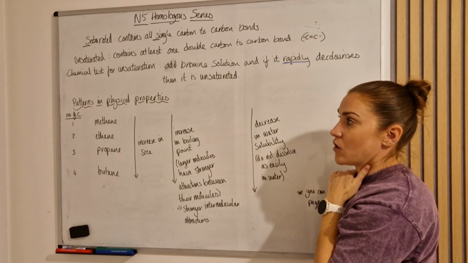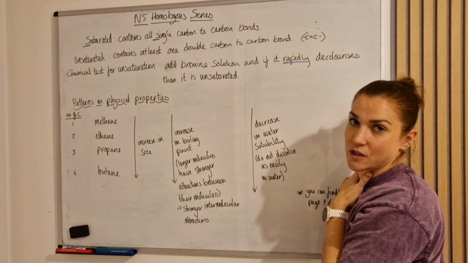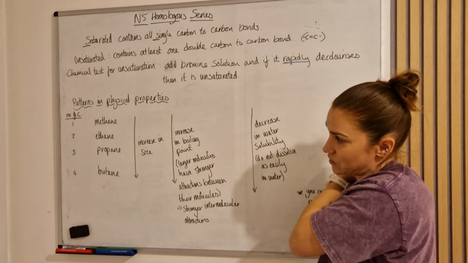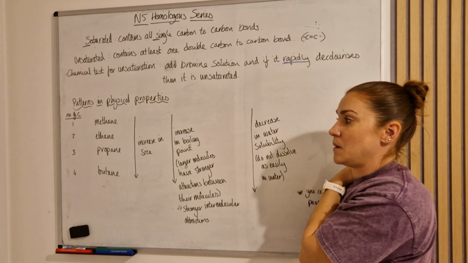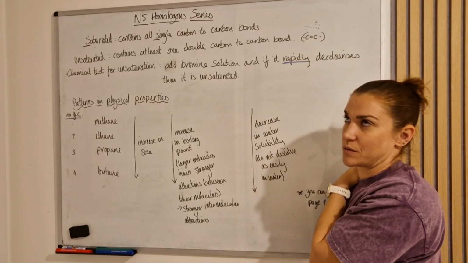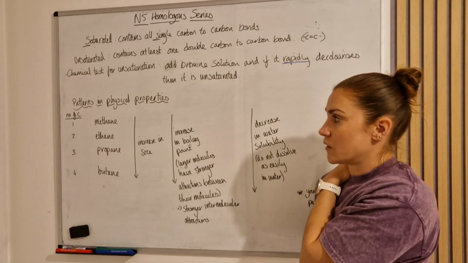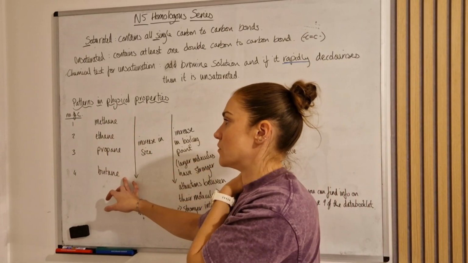Then lastly, we've got patterns in physical properties. These questions get asked semi-regularly, and essentially based on how large the molecules are, you can predict what their patterns in their properties will be. So I've got the first 4 alkanes written here.